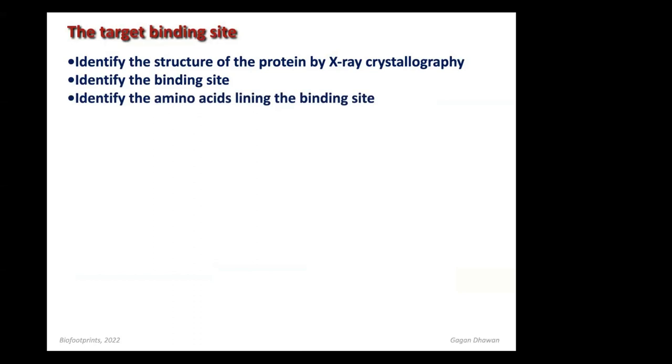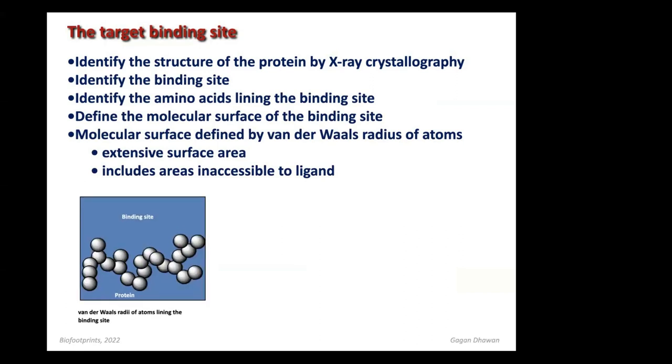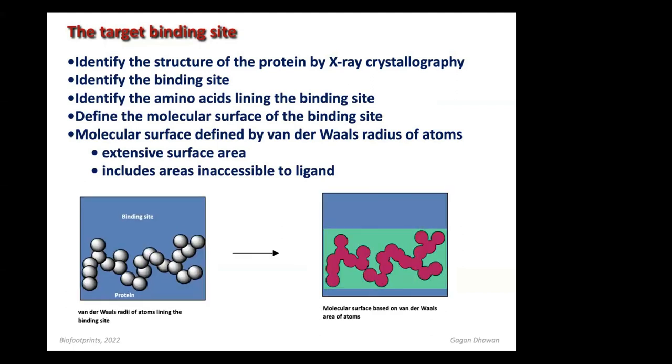You have to identify the amino acids lining the binding site, define the molecular surface of the binding site, very, very important. And that molecular surface is defined using the van der Waals radius of the atoms. So look at this, the binding site. If you look at this, you have to identify these atoms together. How many binding sites are there? Where are the convex surfaces? Where are the concave surfaces? You have to identify on those sites, because now the computer is doing its job.